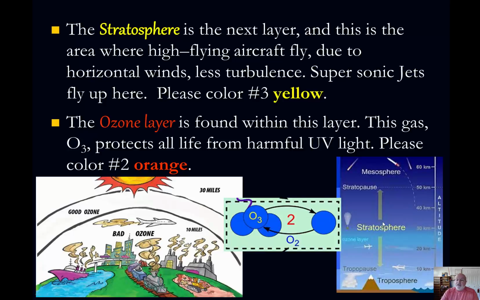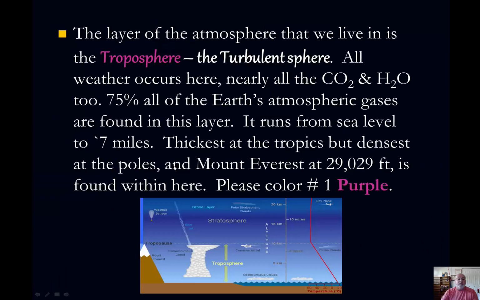And if you take a look, here's the stratosphere. Mesosphere is above it. That's where we have the ionosphere and up. And this is the stratosphere with the ozone layer, which is a band of oxygen molecules that protect us from high energy gamma rays. And if you could find the ozone layer, color it orange.